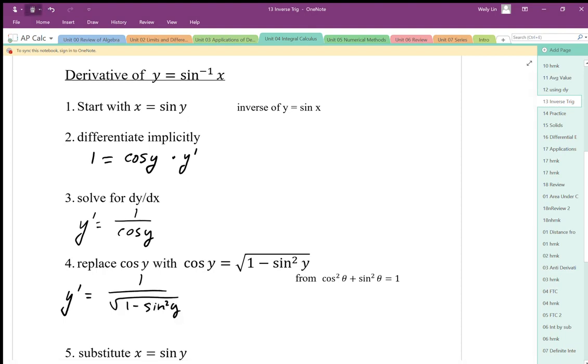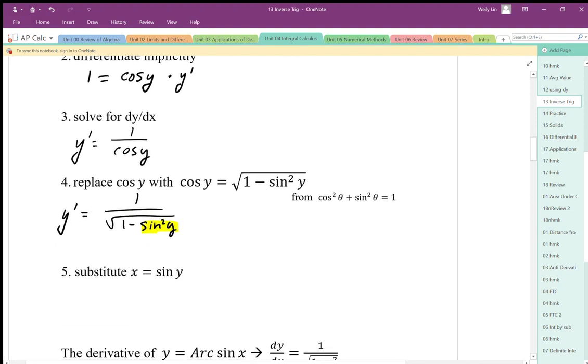Now, why would we do this? Well, if we do this, notice that we actually have sine y defined, and in fact, we have it defined with x's. In fact, sine y is x. So what we can do then is replace the sine y with the x. So I end up having a derivative that looks like this. y prime is equal to 1 over square root of 1 minus x squared.